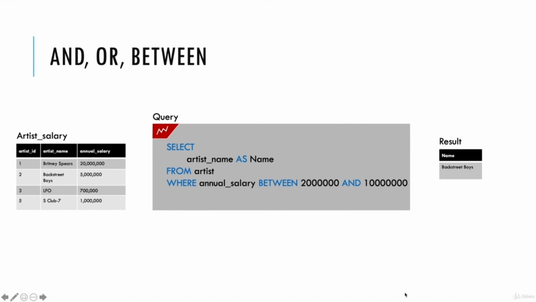So the format is where column between lower bound and upper bound. And this basically says, show me everything that's between 2 million and 10 million. And that should bring back the Backstreet Boys because they are the only salary within that range.